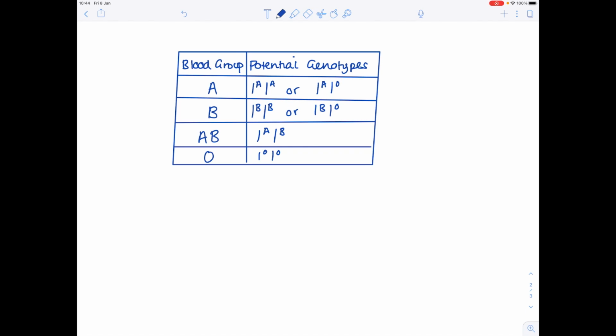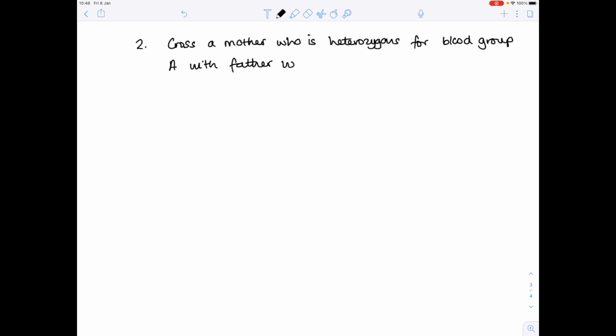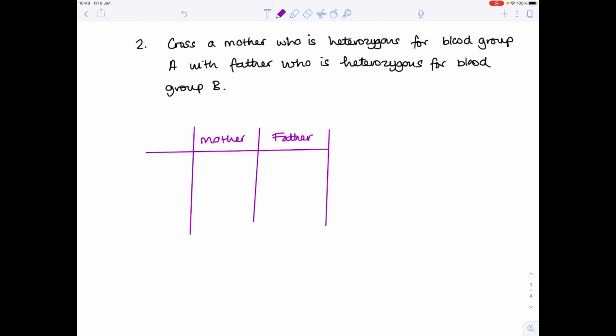So let's look at some test crosses. Cross a mother who is heterozygous for blood group A with a father who is heterozygous for blood group B. So starting with the mother's phenotype, we know that she is blood group A, the father has a blood group B. What's their genotype? Well, because they're heterozygous, we know that they must contain that O allele.